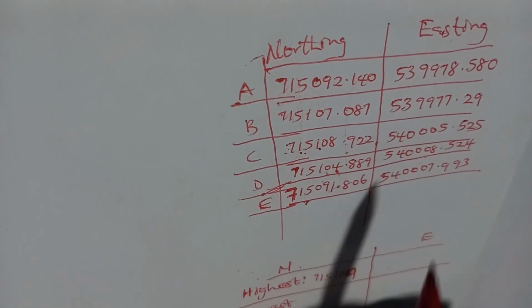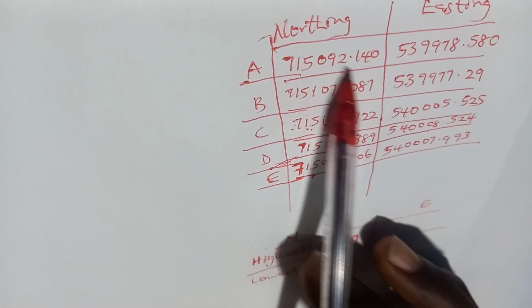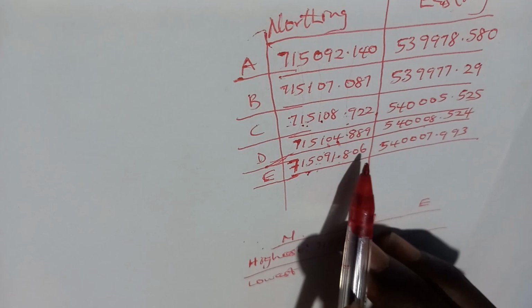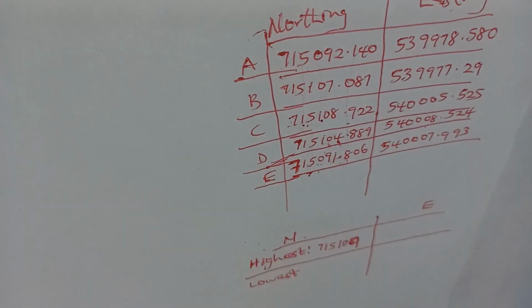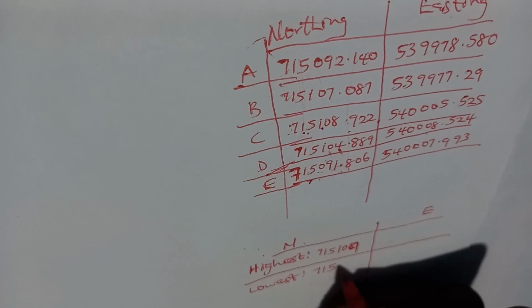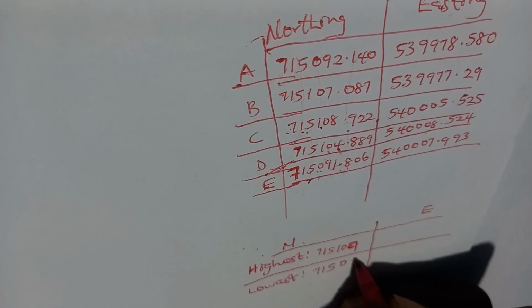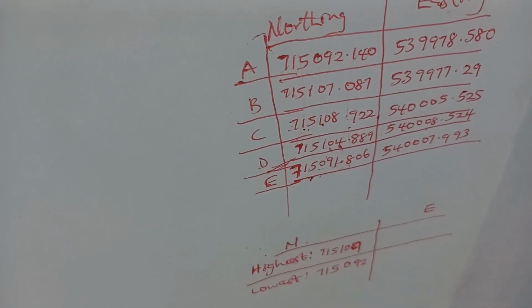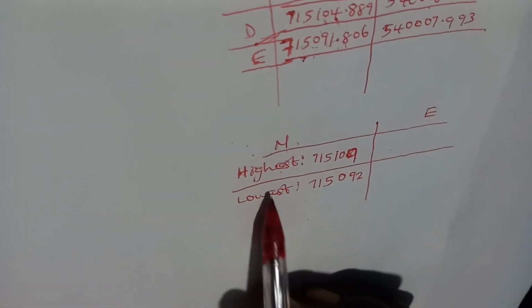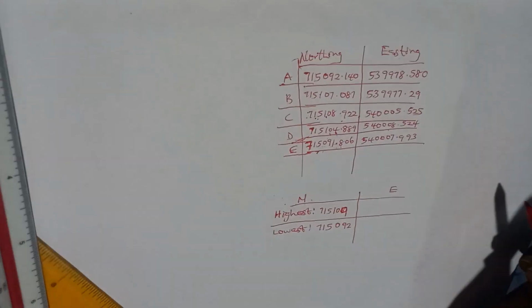And for the lowest value we have 715,092, 715,091. So when you approximate this, it's going to be 092. So the lowest value is 715,092, and that is the lowest and highest value for my northings.